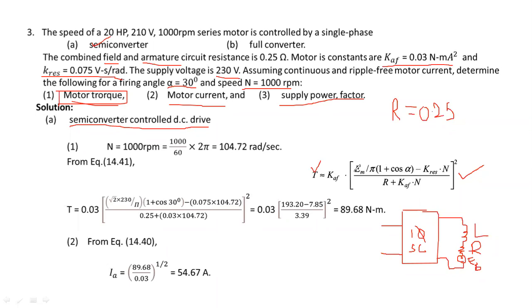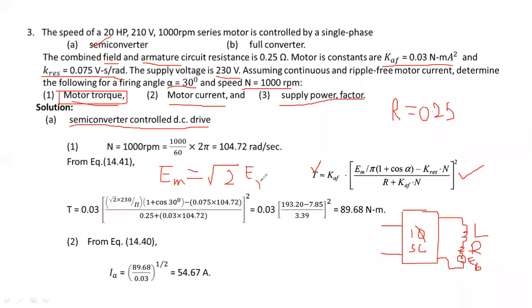Now we know Kf is already given, which is 0.03 Newton meter per ampere square. Here Em is the maximum value of the supply. We know this maximum value can be calculated as √2 times the RMS value, √2 into RMS value.